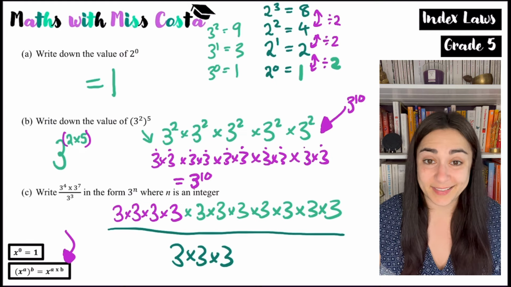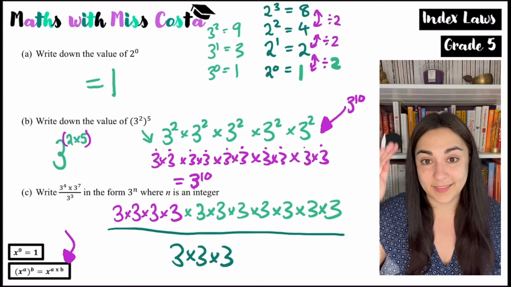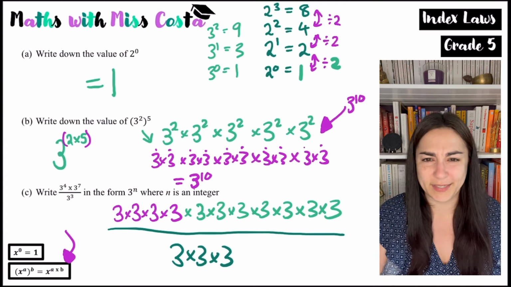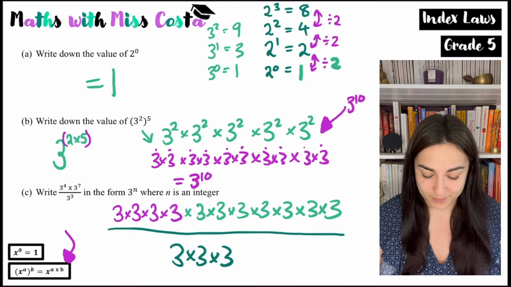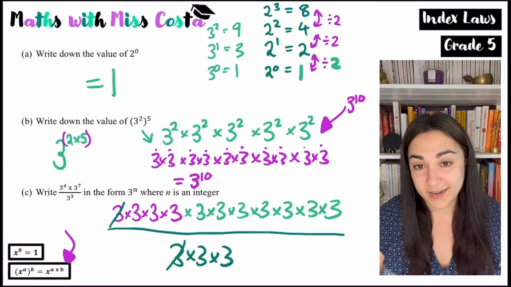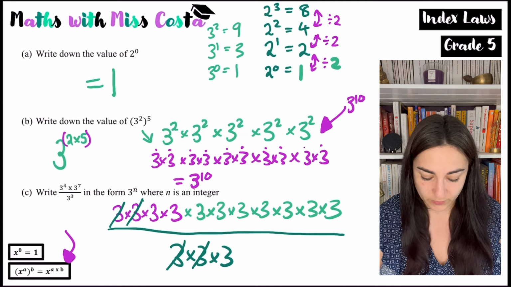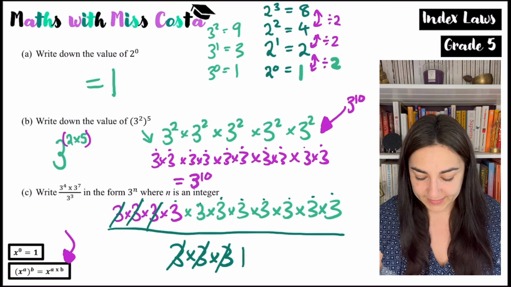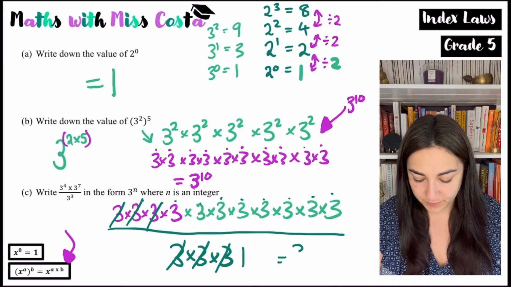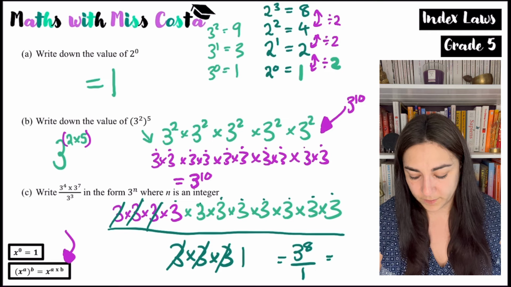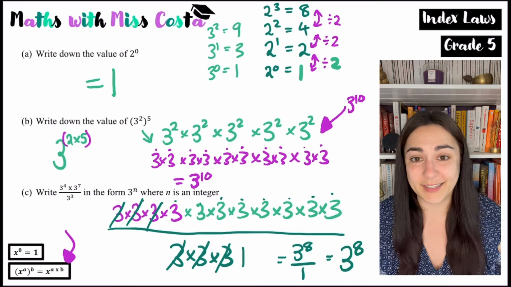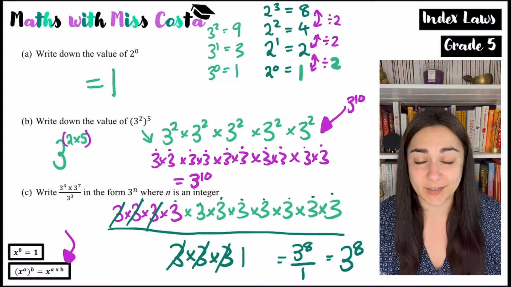So when you've got something like this, what you can do is just think, okay, anything at the top of the fraction can cancel with anything at the bottom of the fraction, as long as the calculation on the top is being multiplied and the bottom as well. So 3 divided by 3 is 1. 3 divided by 3 is also 1. 3 divided by 3 is also 1. So you'd just be left with 1 at the bottom and 1, 2, 3, 4, 5, 6, 7, 8 at the top. So that would become 3 to the power of 8 over 1, which is just 3 to the power of 8. So like with everything in maths, if you forget something, if you forget the law, just take it back to its basics and work it out from there.